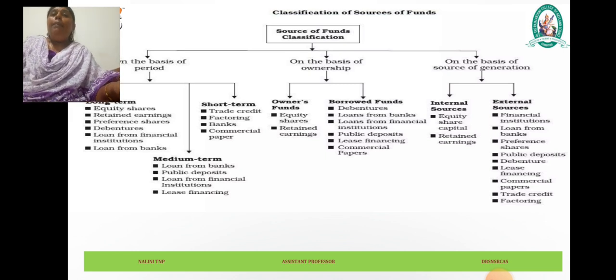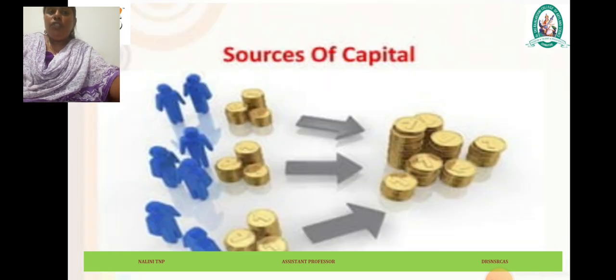Next comes the basis of generation, what source we get for our finance. It comes as internal source and external source. Internal source is from equity share and retained earnings. Again, from the external source we get funds from financial institutions, loans from banks, preference shares, public deposits, debentures, lease financing, commercial papers, trade credits and factoring. These are on the basis of source of generation.